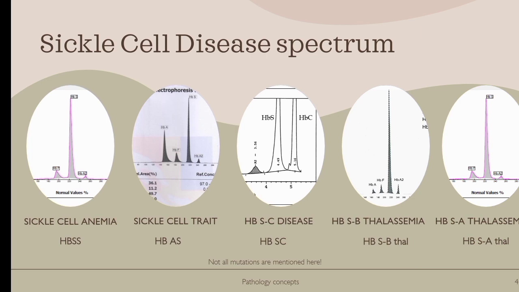Sickle cell disease spectrum is composed of, but not limited to, sickle cell anemia, which is also called HbSS, sickle cell trait, called HbAS, hemoglobin sickle C disease, HbSC, hemoglobin sickle beta thalassemia, HbS beta thalassemia, and hemoglobin S alpha thalassemia, HbS alpha thalassemia.